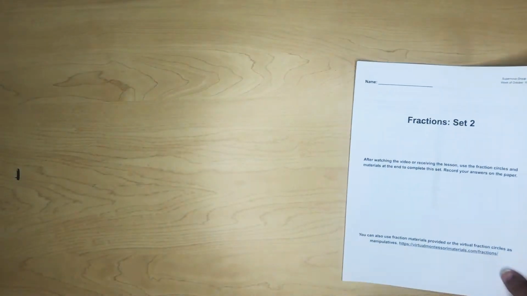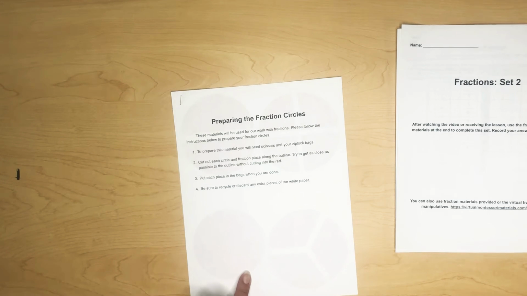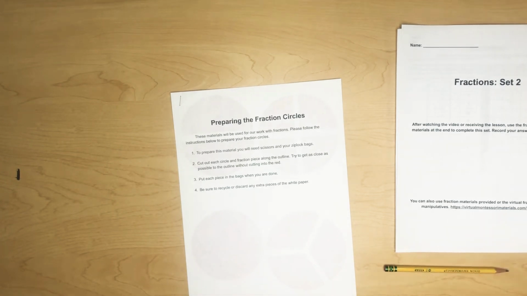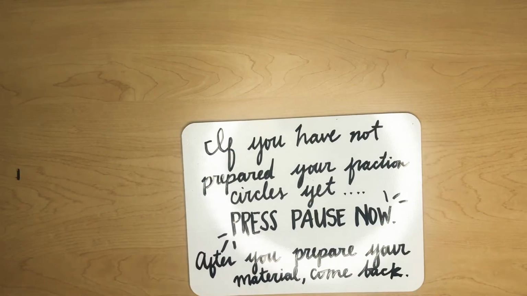Today we're going to do a lesson on fraction set 2. For this lesson, you will need your packet for fraction set 2. You will need your fraction circles prepared. You'll need a pencil, and that is it. If you have not prepared your fraction circles yet, please press pause now, and you may go prepare those and come back when you're ready.